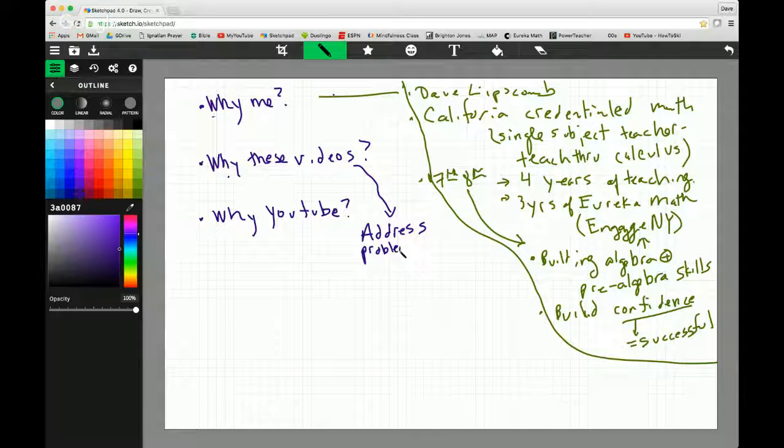So this addresses problems with Eureka Math. And again, Engage New York is 99% the same as Eureka Math. Eureka Math was created for New York. New York rebranded it, called it Engage New York, but it is the same. It's almost the exact same problems, the same order, the same words, the same sheets as Eureka Math. So here are the problems that I see with Eureka Math.